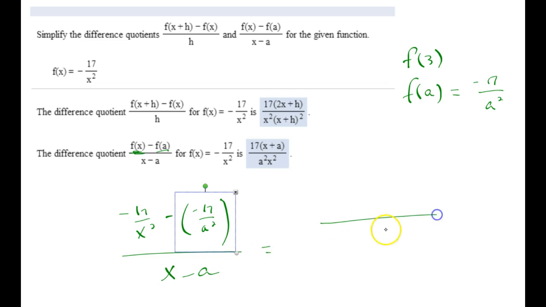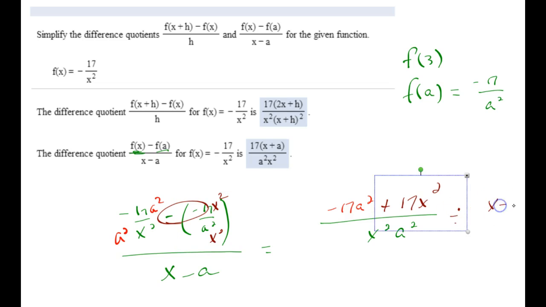So again, finding a common denominator, choosing every factor as many times as it appears. I have to choose x squared. I also have to choose an a squared. It looks like the first denominator is missing an a squared, so I'll bring over a negative 17a squared. The next denominator looks like it's missing an x squared, so I'll bring over, well, this is actually a positive then, 17x squared. And don't forget, it's all being divided by x minus a over 1.